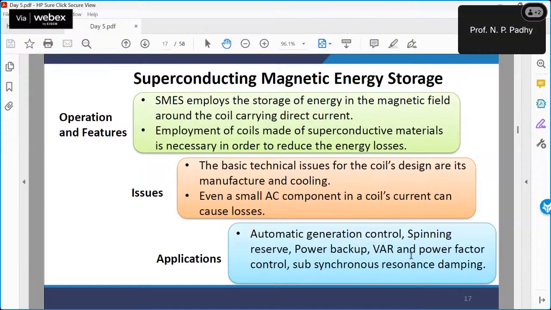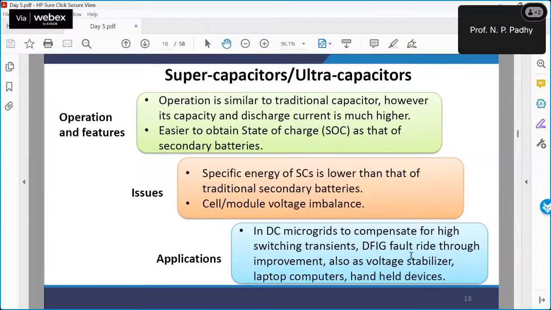What are the issues? The manufacturing practices and cooling practices. Even a small AC component. Applications of SMES include automatic generation control and spinning reserve. It can also be used for subsynchronous resonance damping.